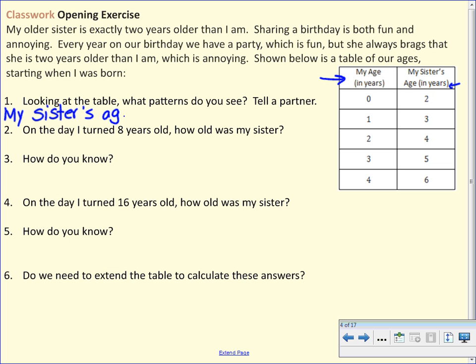So my sister's age is always, sorry, I didn't give myself enough room. So my sister's age is always 2 years more than my age. So on the day that I turned 8, how old was my sister? 10. You did that in your head all by yourself. You're a genius. How did you know?